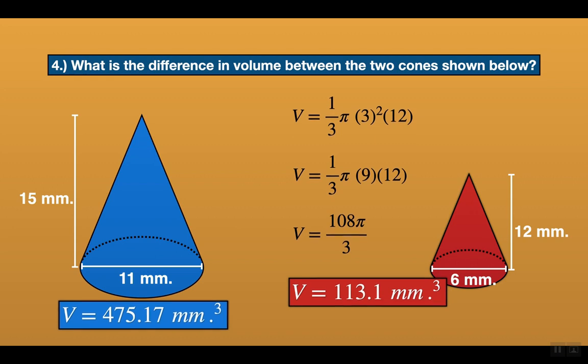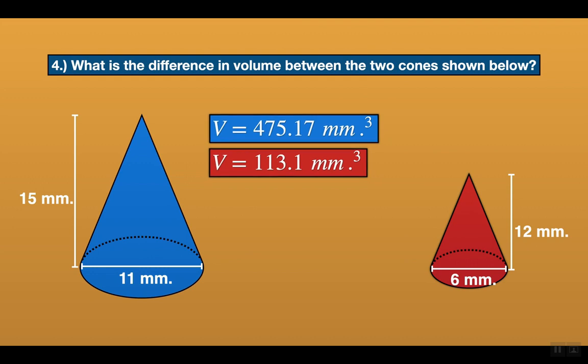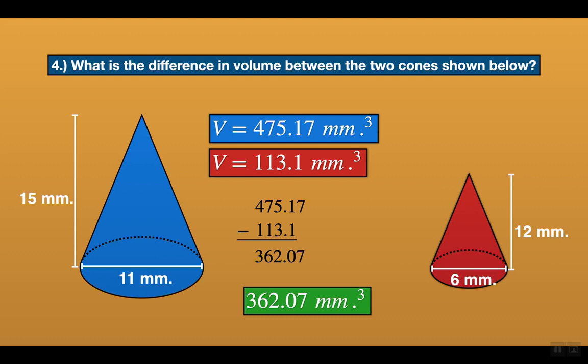Now for our final step, we need to get the difference in volume between the two cones. Difference means subtract. So we're going to subtract the two numbers, and that's going to give us our final answer. The difference in volume between the two cones is 362.07 cubic millimeters.